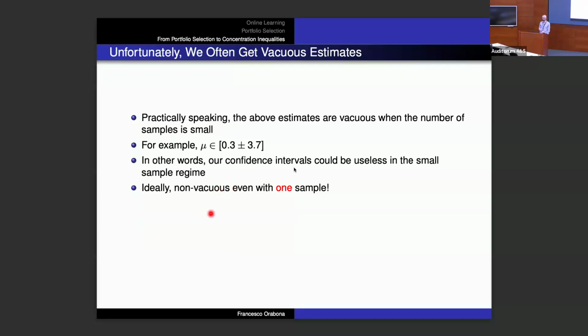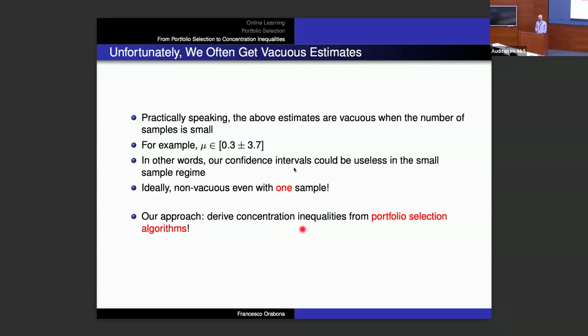So ideally, instead, you would like something that is non-vacuous, even with one sample. I give you one sample, you should give me a confidence interval that is strictly less than 1 in width. And this is possible. This is completely possible. In fact, I'll show you how to do it. Okay, what is my approach? I will use a portfolio algorithm to derive a concentration inequality.